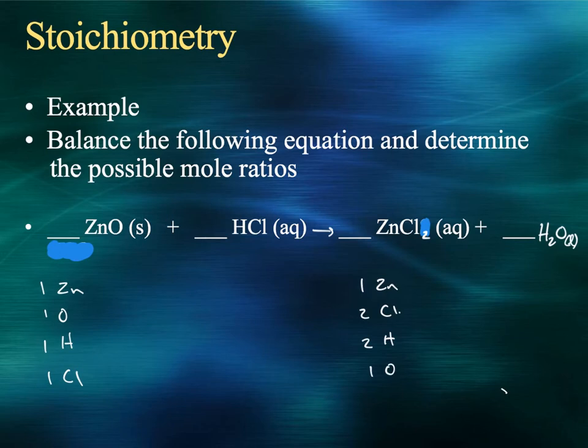Okay, so we don't start with hydrogen or oxygen. We're going to start with the chlorine situation. So we got 2 over here and 1 over here, so we will put a 2 in front of that, which will give us 2 chlorines. It will also give us now 2 hydrogens. Okay, and just checking, zincs are now balanced, chlorines are now balanced, hydrogens are now balanced, oxygen's balanced. So all we had to do was put a 2 in front of the HCl.